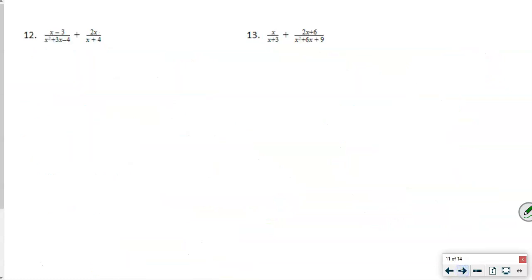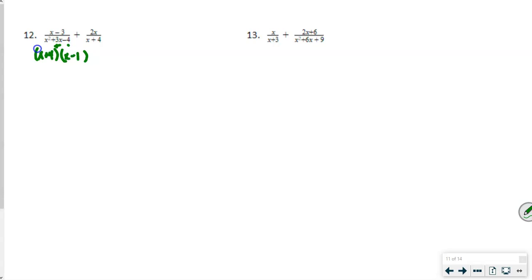All right, number 12. So this one's a little more complicated because we've actually got a trinomial in the denominator. So we're going to have to factor that first and see what the factors of that are. So let's go ahead and do that first. So what are the factors of negative 4 that add up to be positive 3? So that would be x plus 4 and x minus 1, right?